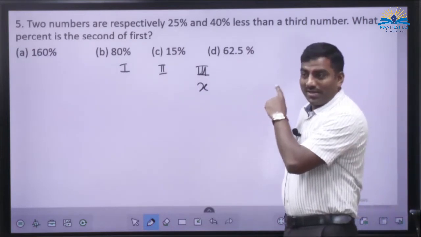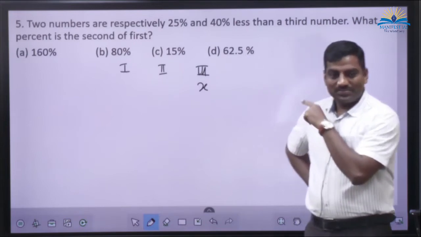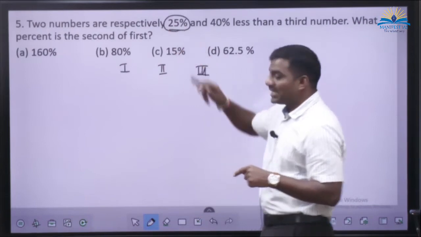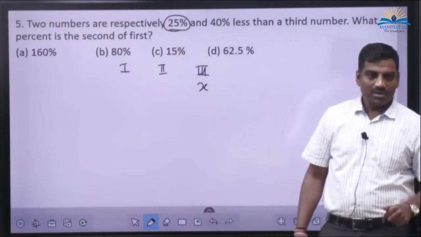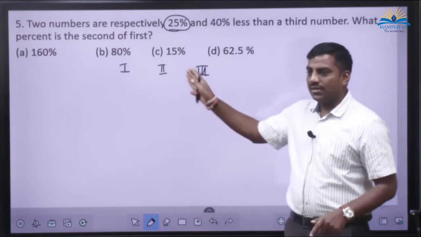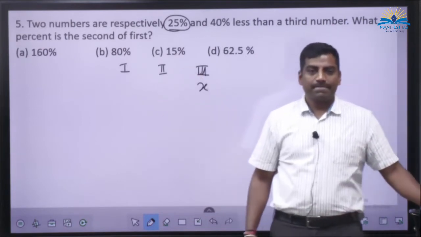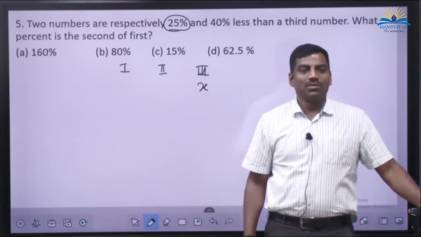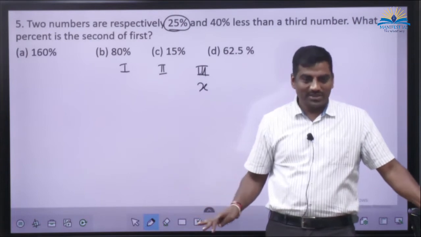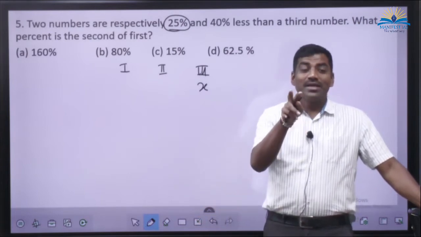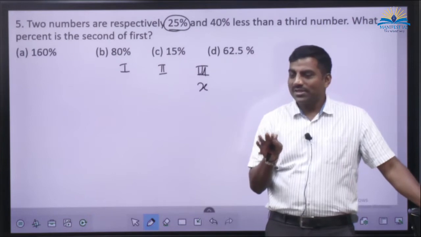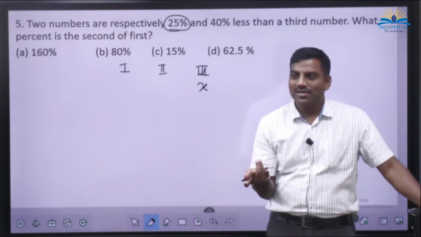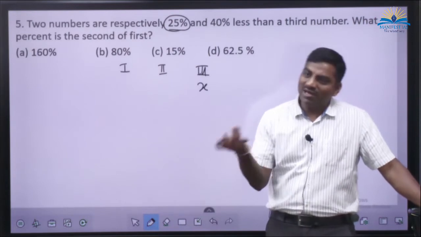So, the last number is x. What they are telling? This is 25% less than the third number. If the third number is x, the first number is x minus 1 by 4x. That is for high school students. 50 rupees. Yeah. x minus 1 by 4x. That means what? 3 by 4x. 25% less means 75%.